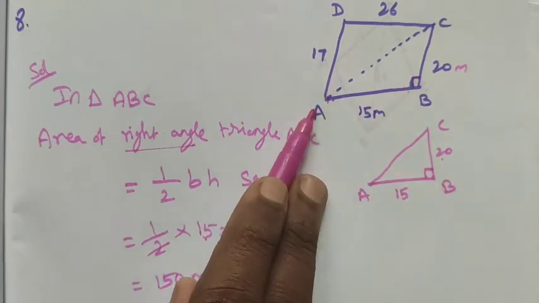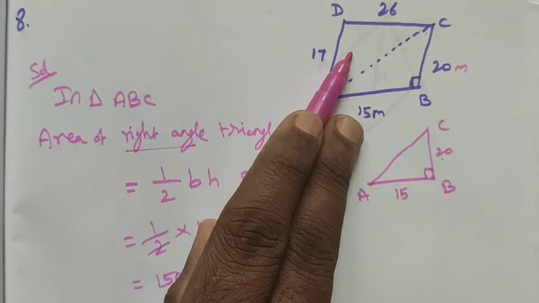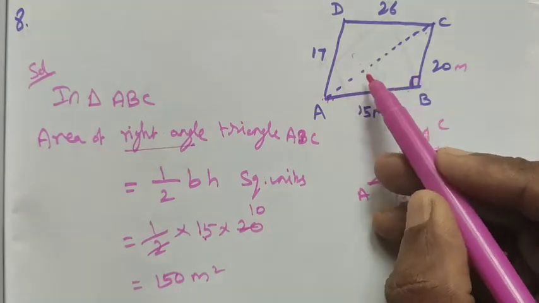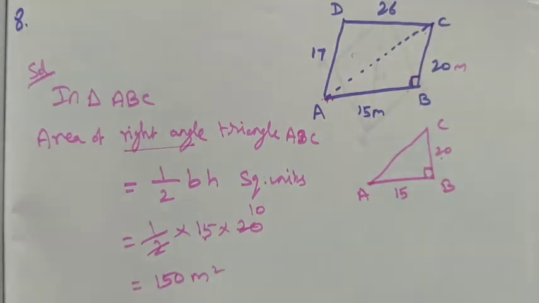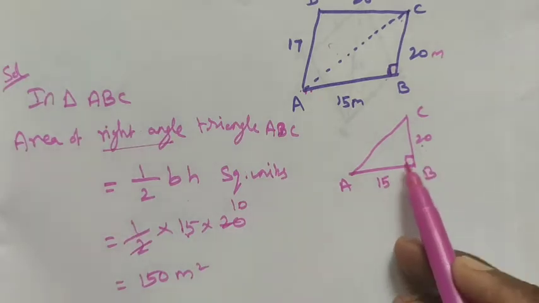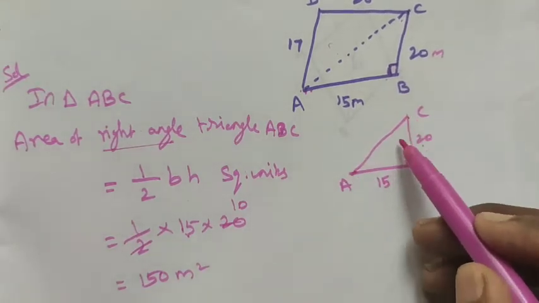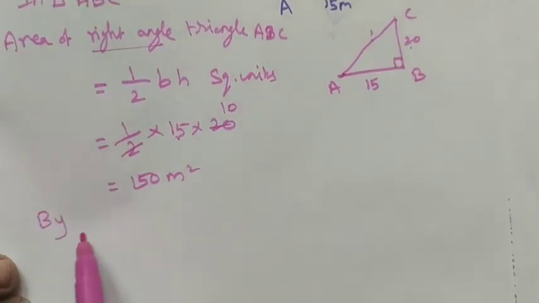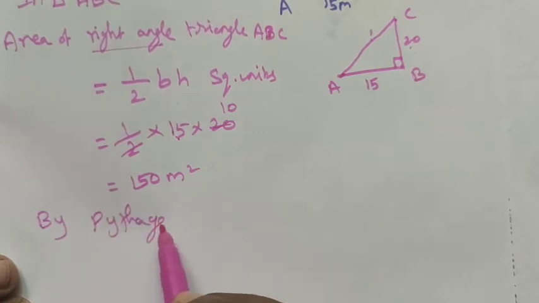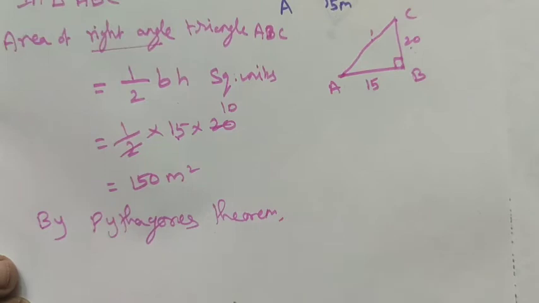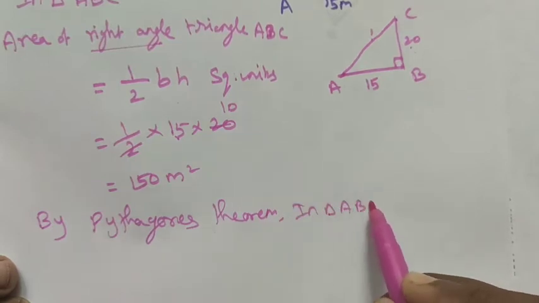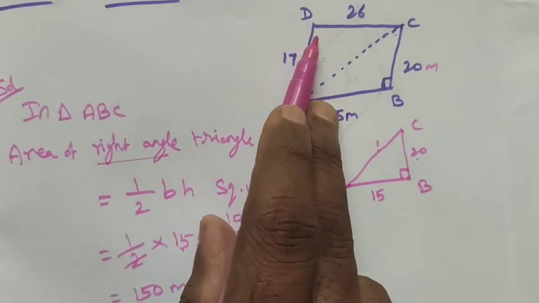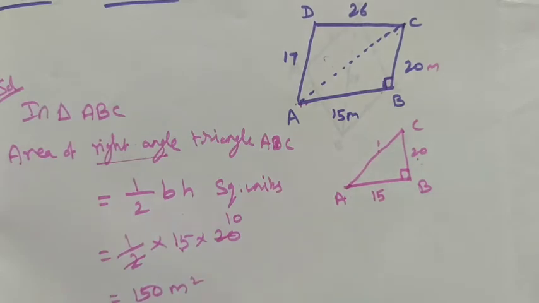Now we want to find out what is the area of ACD, the above portion, right? This portion we want to find out, but here we don't know the height of this triangle, so we want to find out what is AC by using the Pythagoras theorem. Right angle triangle means we can use the Pythagoras theorem. By Pythagoras theorem in triangle ABC, because ABC is the right angle triangle. Here only we can apply the Pythagoras theorem. Here it is not 90 degree, right? So we cannot apply the Pythagoras theorem there.